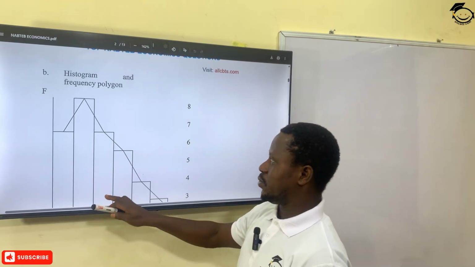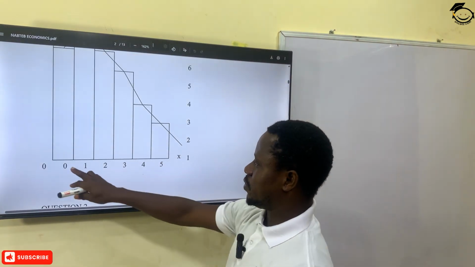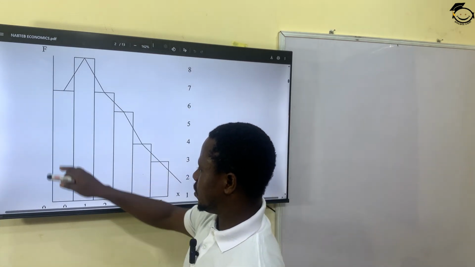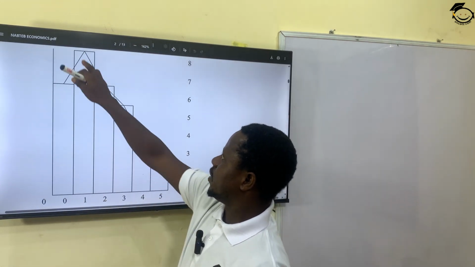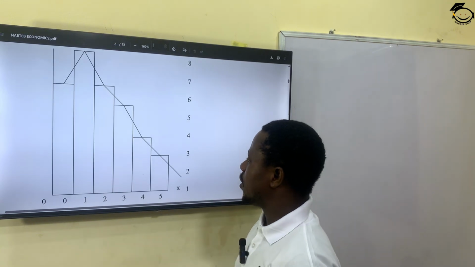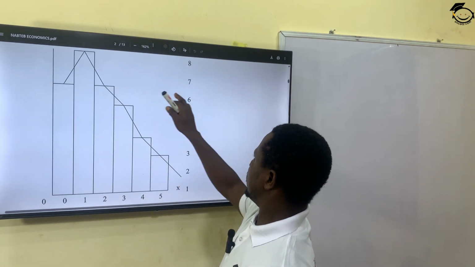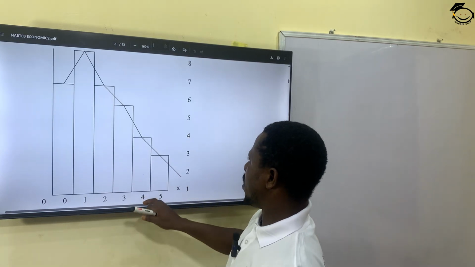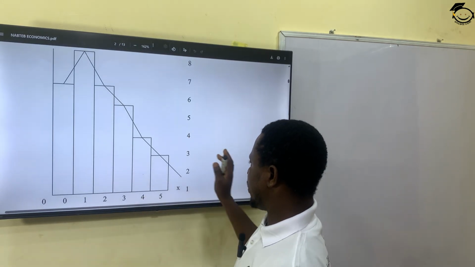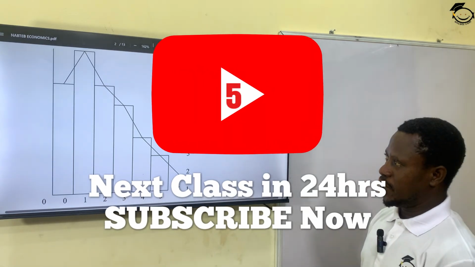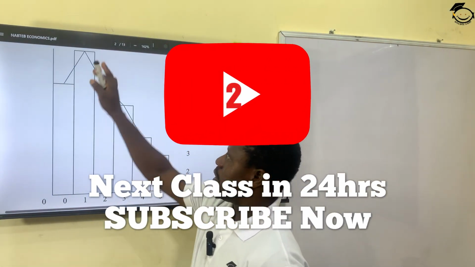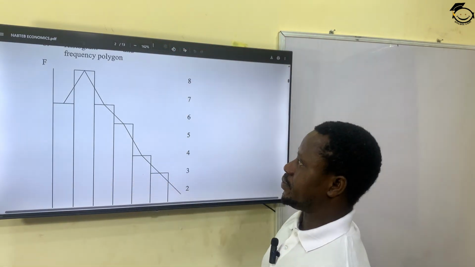So we're plotting 0 now. 0 appeared 6 times. So this is 0. It appeared 6 times. You can see. 1 appeared 8 times. 2 appeared 6 times. And 3 appeared 5 times. 4 appeared 4 times. And the rest you can see. Okay? Now, after plotting this, we draw our histogram.